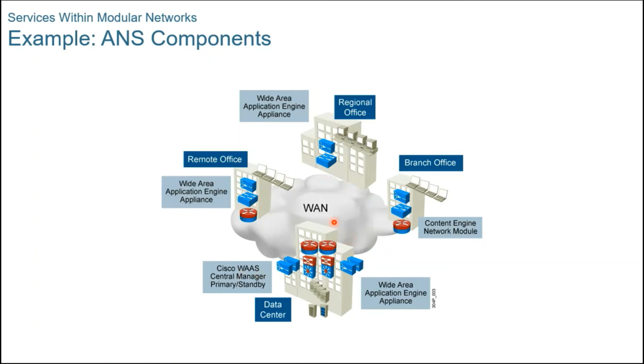Next would be the Series Content Engine Module. The Content Engine modules can be deployed in a data center or branch offices to optimize LAN and WAN bandwidth, accelerate deployment of mission-critical web applications, add web content security, and deliver live and on-demand business videos.